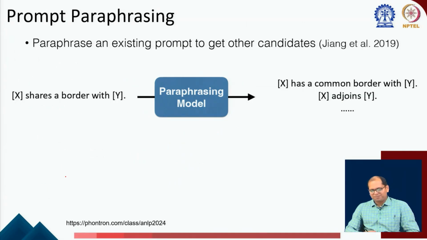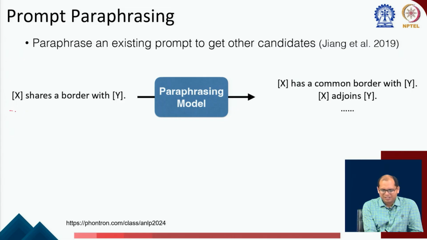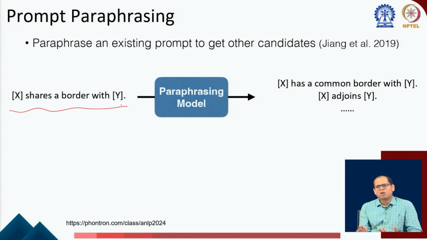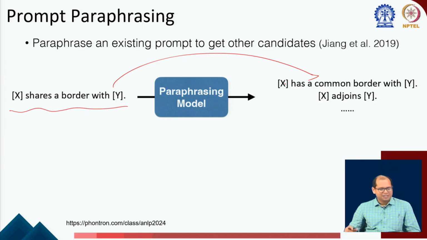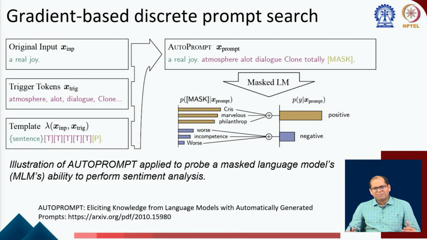So what is prompt paraphrasing? Paraphrasing is an easy idea. You take an initial prompt, or prompts that are already there in your database, and use some paraphrasing model to create many paraphrases for these prompts, right? And then you can find out which of these perform better on a certain development set, right? So this is a very simple scenario. But there are more complex scenarios.